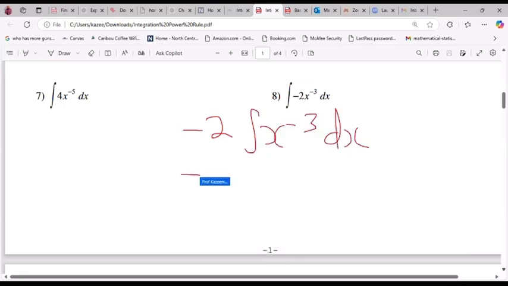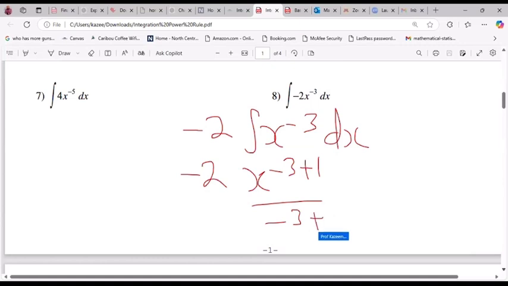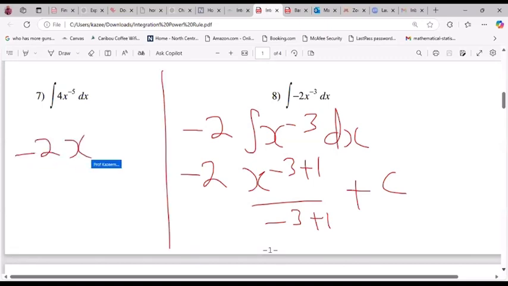So what I'm gonna do now, it's gonna be negative 3 plus 1 divided by negative 3 plus 1 plus constant. Don't forget that. All I just need to do is to simplify. So I'm gonna simplify now. I'm actually gonna have a negative 2 x to the power negative 2, because negative 3 plus 1 is going to be negative 2. Then divided by negative 2 plus constant.